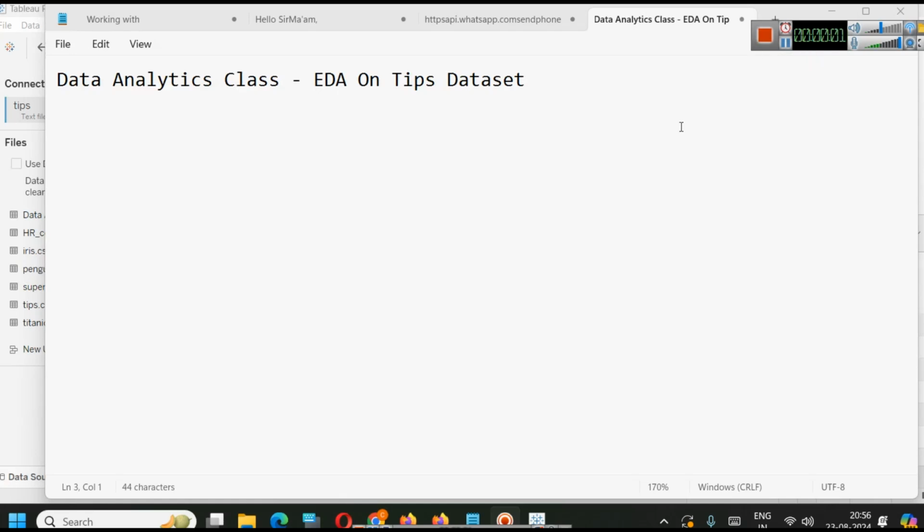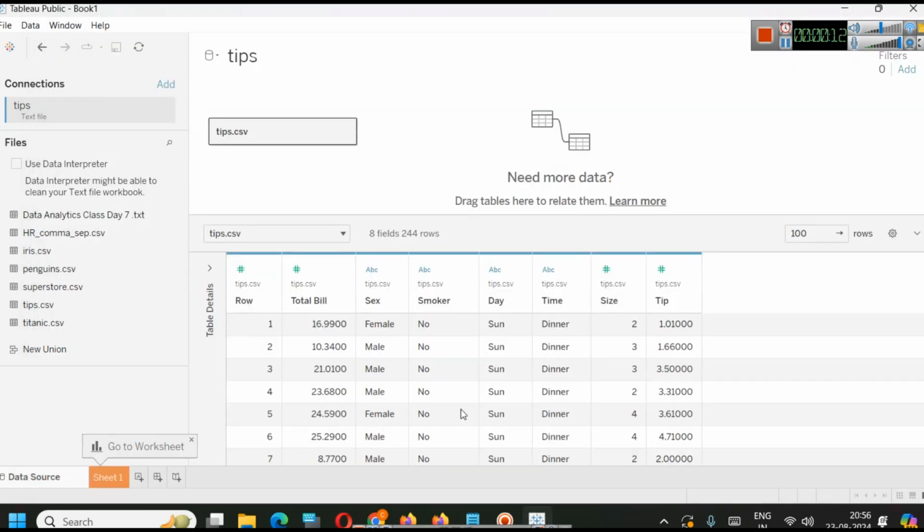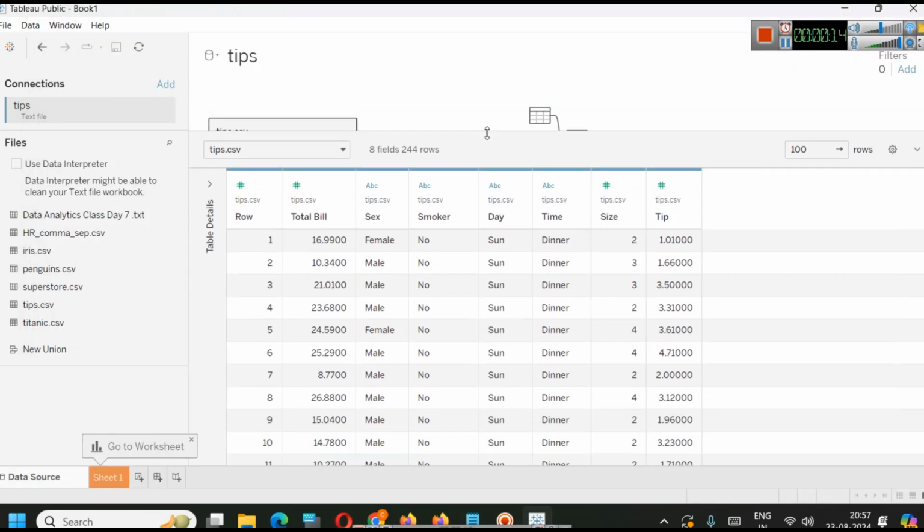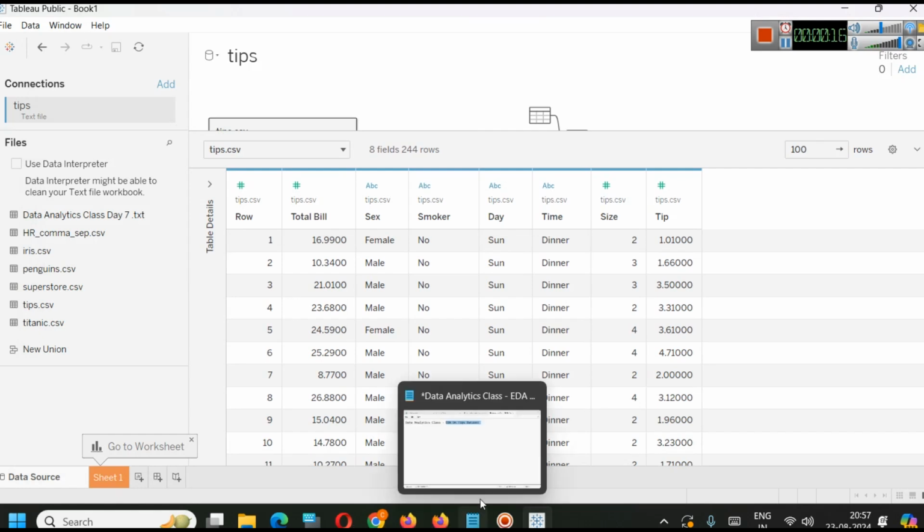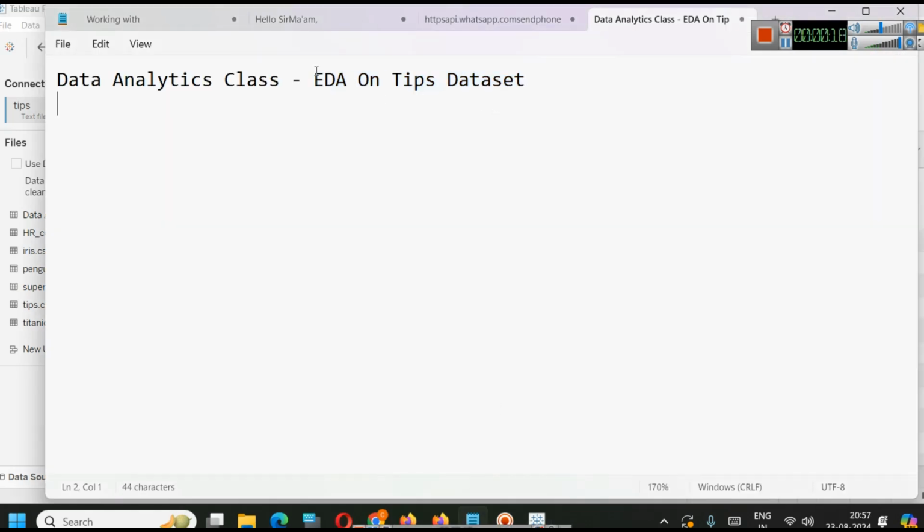So we are continuing our data analysis class, and today's topic will be EDA on the TIPS dataset. EDA stands for Exploratory Data Analysis. That means we explore what is given in the data with the help of whatever analysis we do, and we try to draw some conclusions.